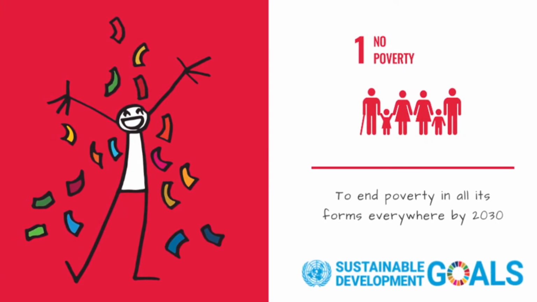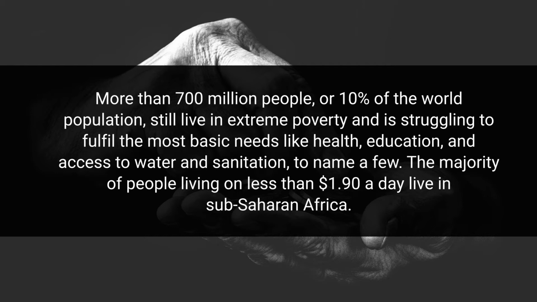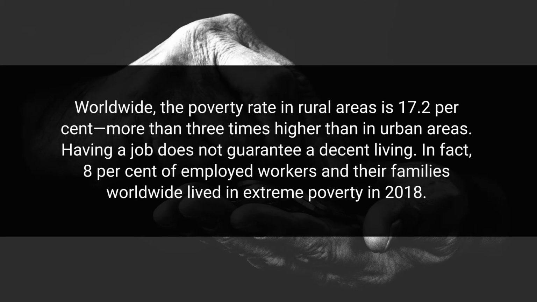That's to end poverty in all its forms everywhere by 2030. More than 700 million people, about 10% of the world population, still live in extreme poverty and are struggling to fulfill the most basic needs like health, education, and access to water and sanitation. The majority of the people living on less than $1.90 a day, which is identified as the poverty line, live in sub-Saharan Africa. The poverty rate worldwide is 17.2% in rural areas, more than 3 times higher than in urban areas.